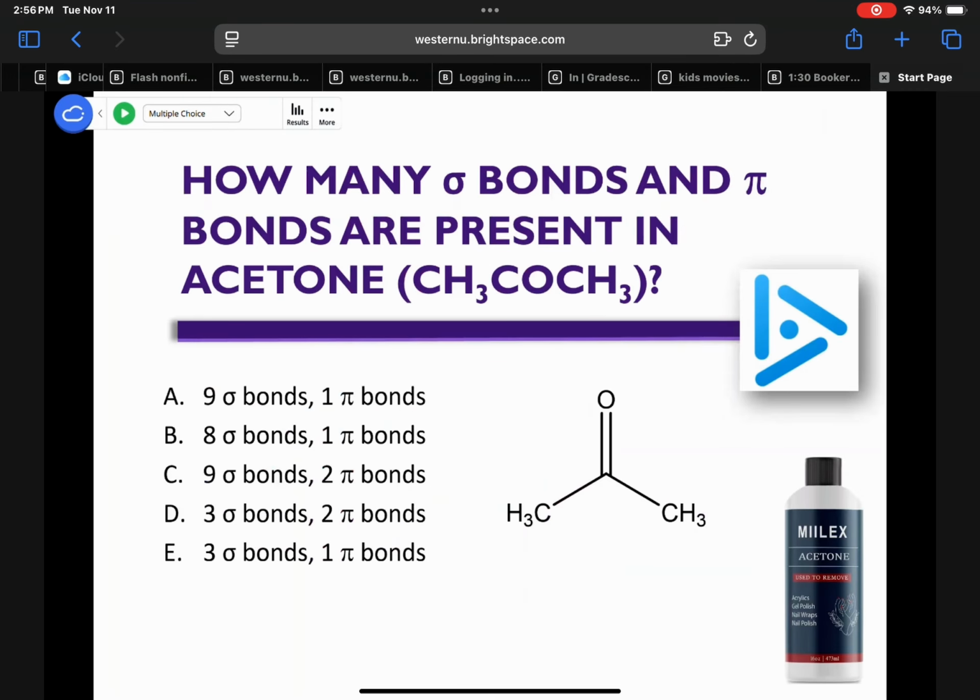And my question for you is, how many sigma and how many pi bonds are present in acetone, which is often used as a nail polish remover? Chat with the person beside you and count them up.